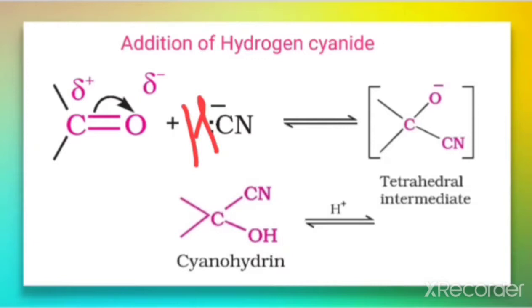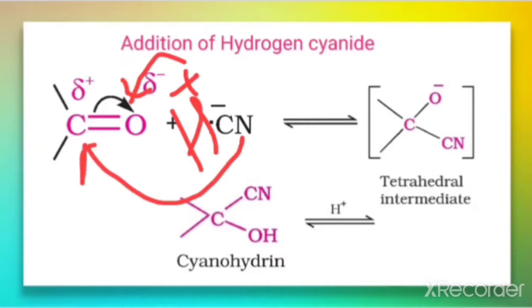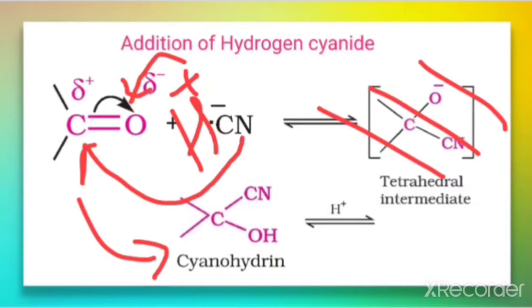How can you easily frame this product without writing an intermediate? I will tell you. In HCN, H has a positive charge and CN has a negative charge. The positive goes with negative, and negative goes with positive. That means H plus will get attached with the oxygen, which is partially negative, and CN negative will get attached on the carbon, which is partially positive. In this way you get this product. So without the intermediate, you can directly frame the product, that is cyanohydrin.